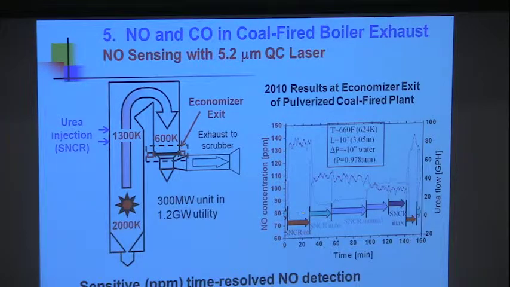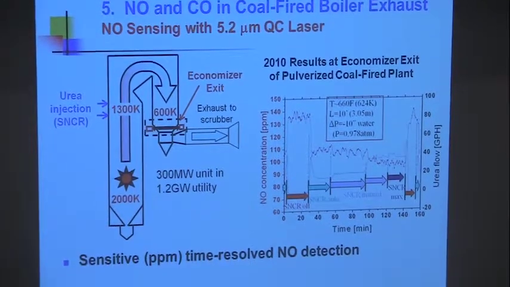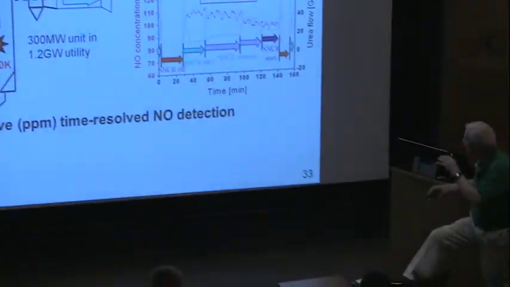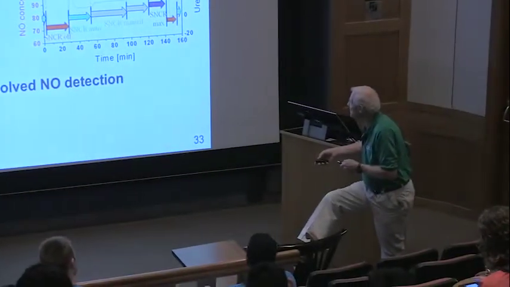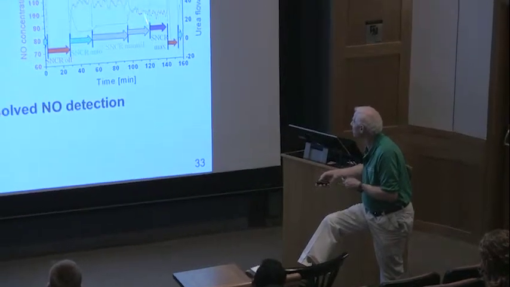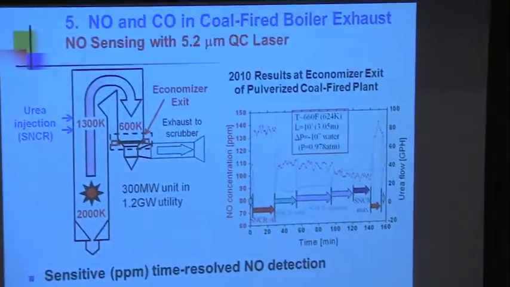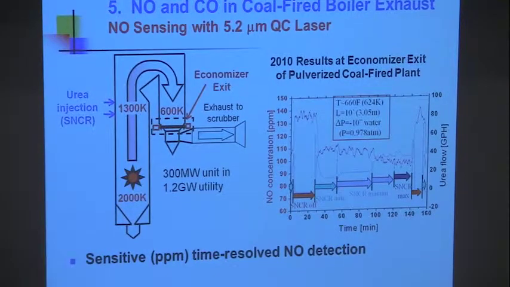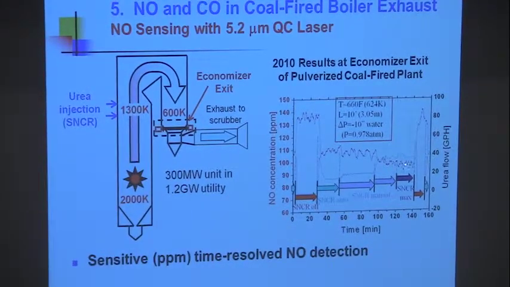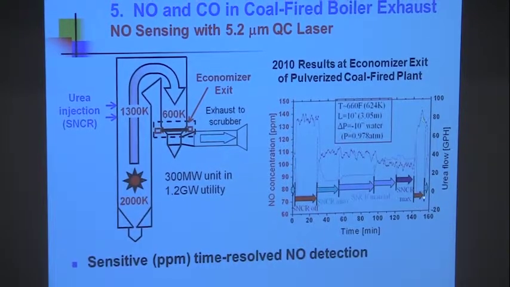Turn it on, and depending on how much urea you put in. So if you put in too much urea, you get ammonia going out the exhaust stack. If you put in too little urea, you don't remove enough NO. So this all has to do with how you optimize the SNCR system and how it controls the amount of NOx. So I think the lowest we got, here's the urea flow here on this axis here.